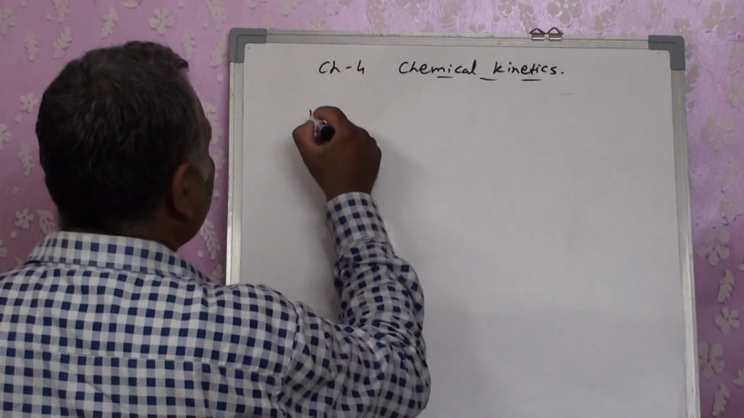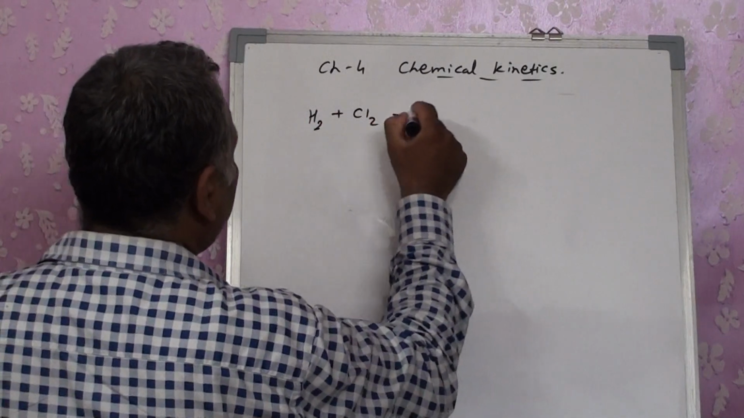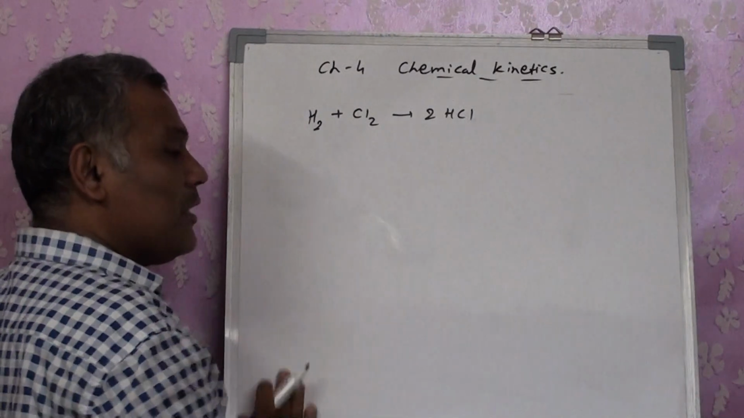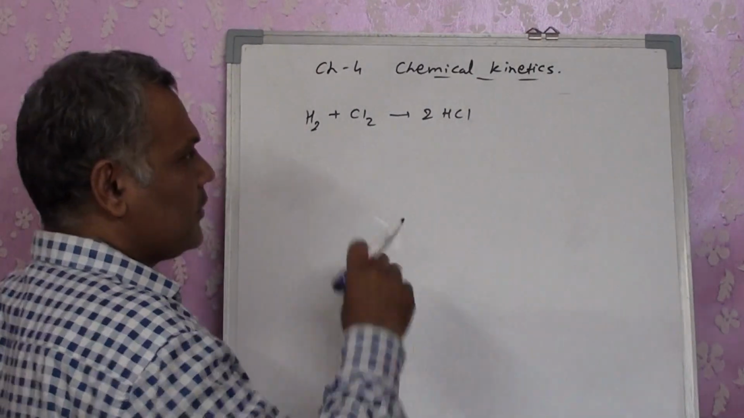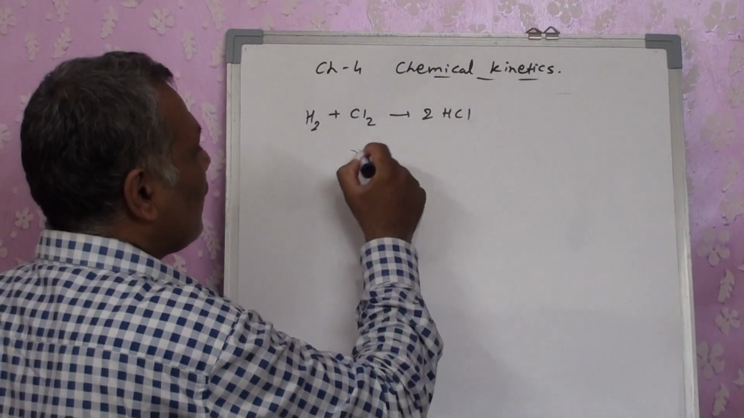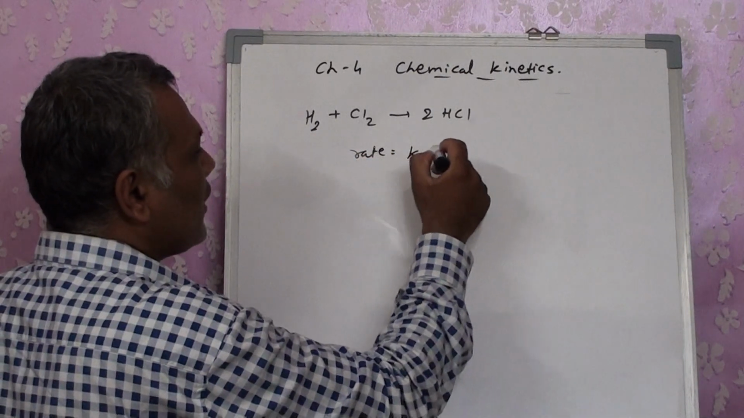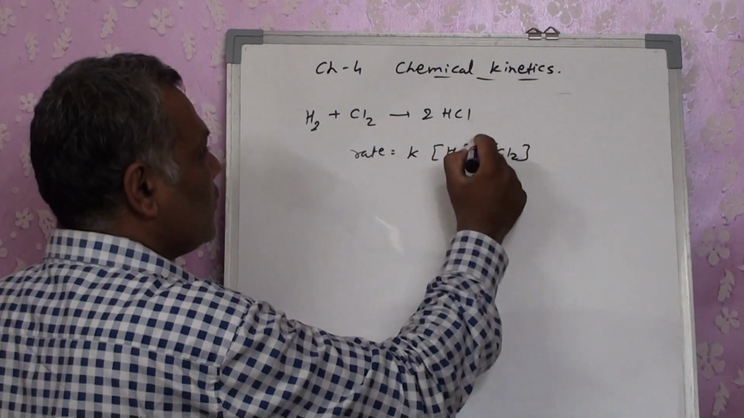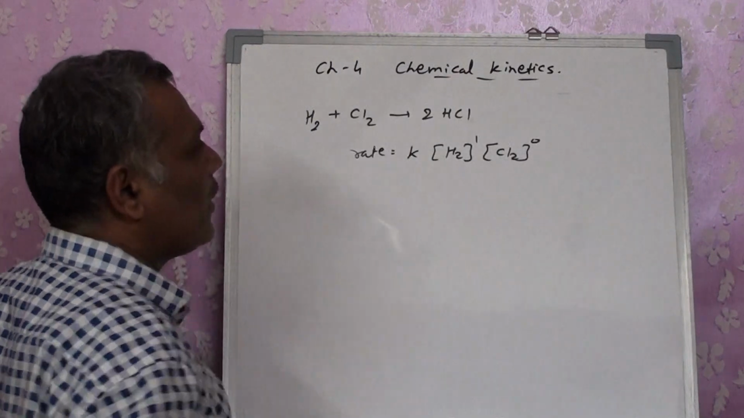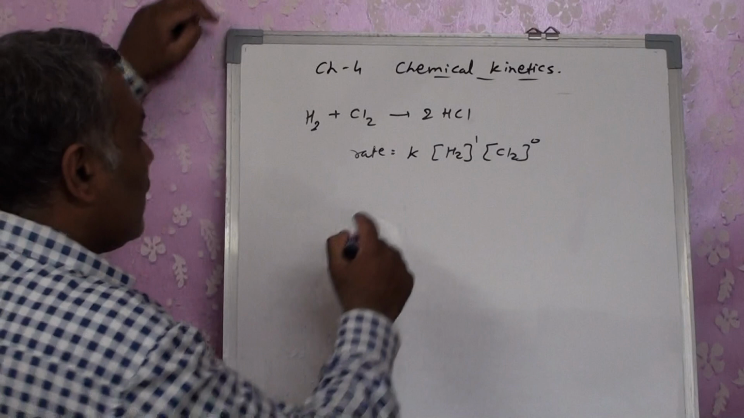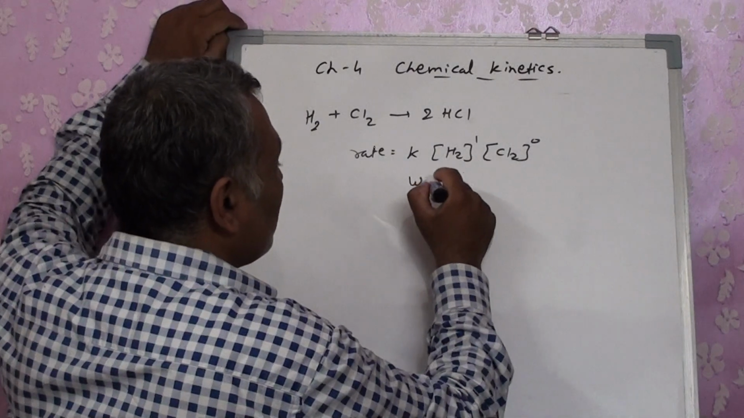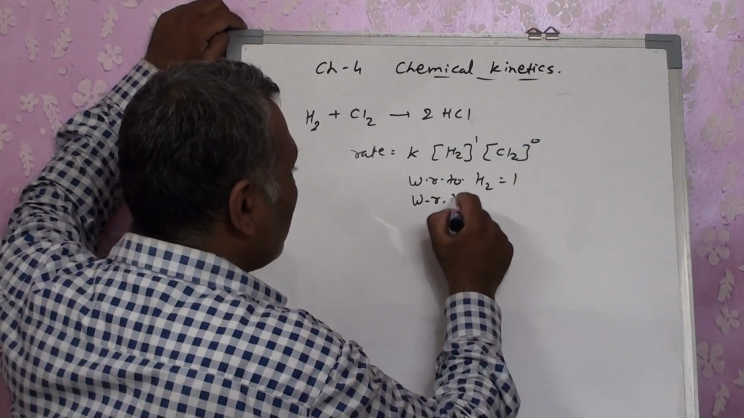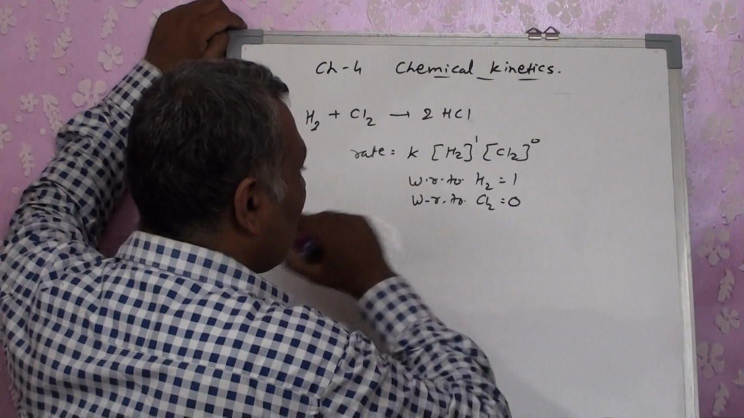We are having, suppose, H2 + Cl2 gives 2HCl. Now, see, here we are going to understand all the things that we discussed till now. Rate equals K [H2]^0 [Cl2]^1. So what I got here is the order of reaction with respect to H2 and with respect to Cl2.